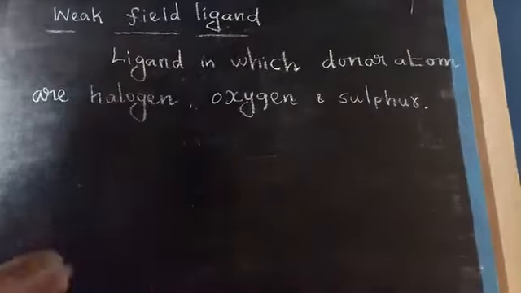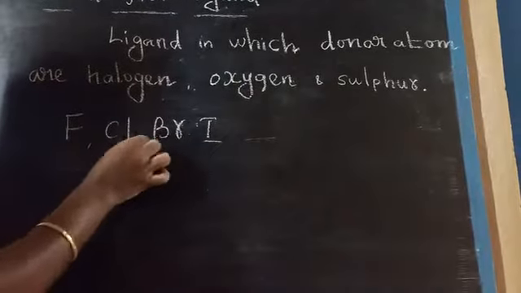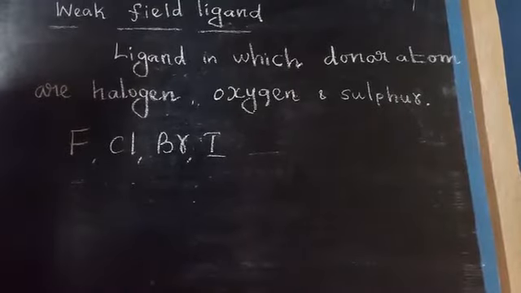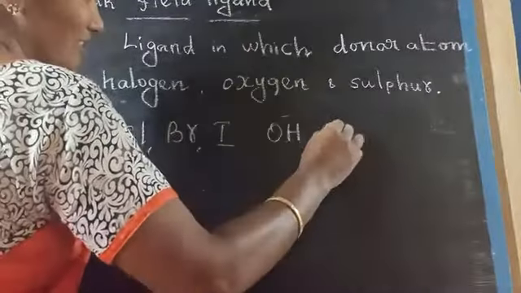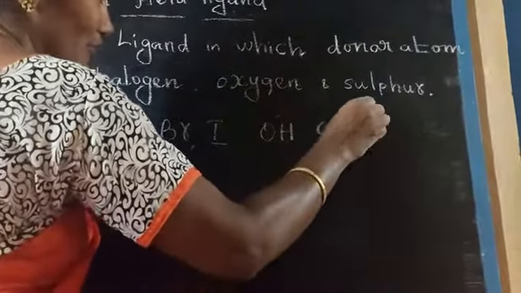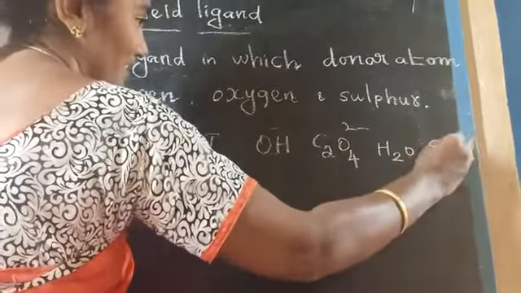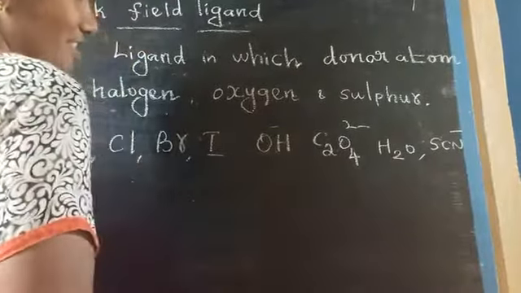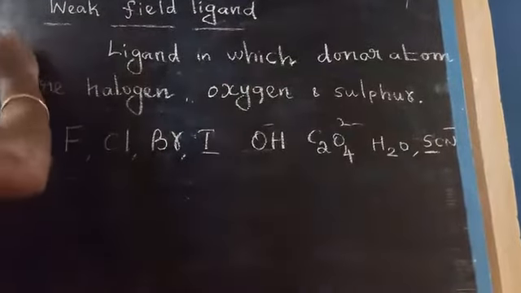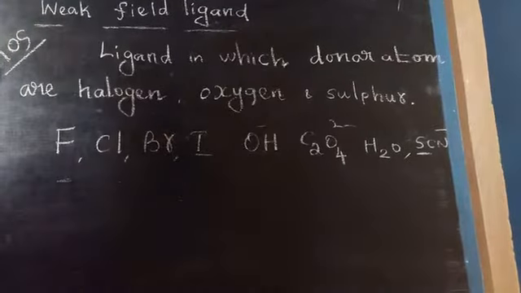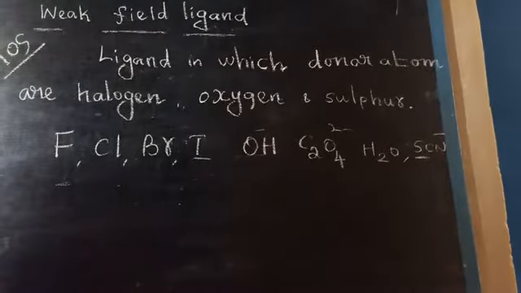See this example: halogens, fluorine, chlorine, bromine, iodine. These ligands are weak field ligands. Next oxygen, OH minus, oxalate, C2O4 2 minus, and the water molecule, H2O. Next sulfur, SCN minus or NCS, here sulfur is the donor atom. Easily remember that HOS: halogen, oxygen and sulfur. This type of ligand comes under the weak field ligand.